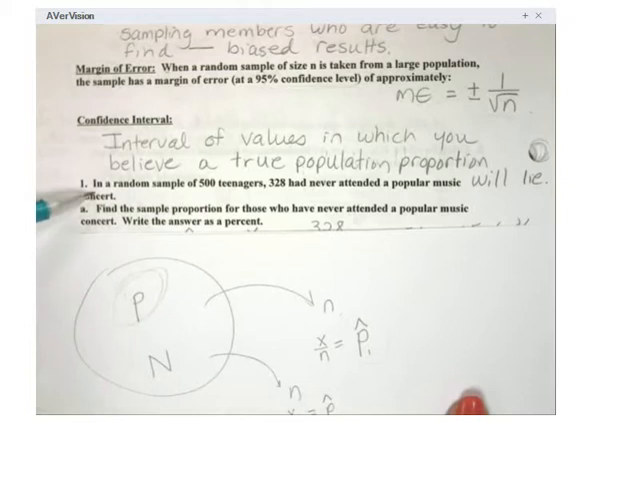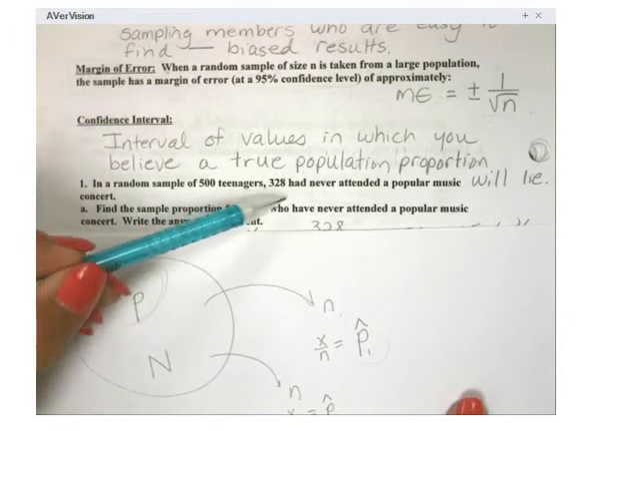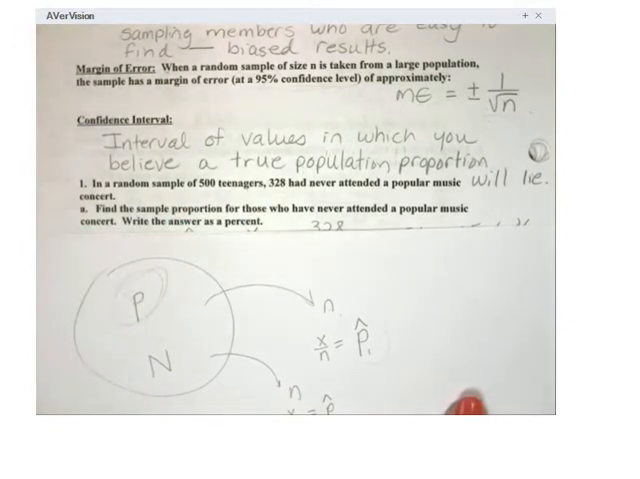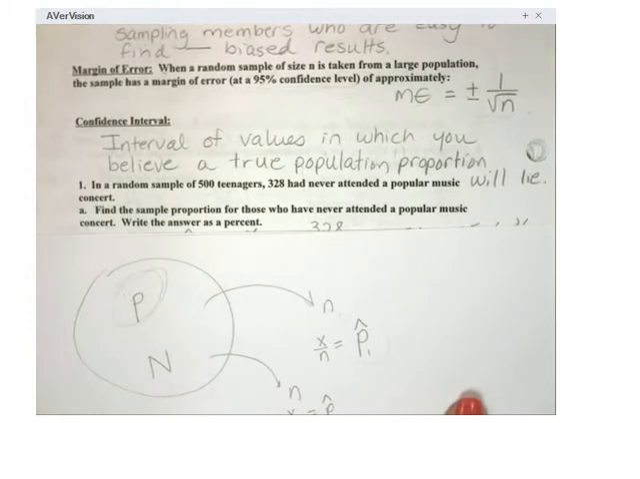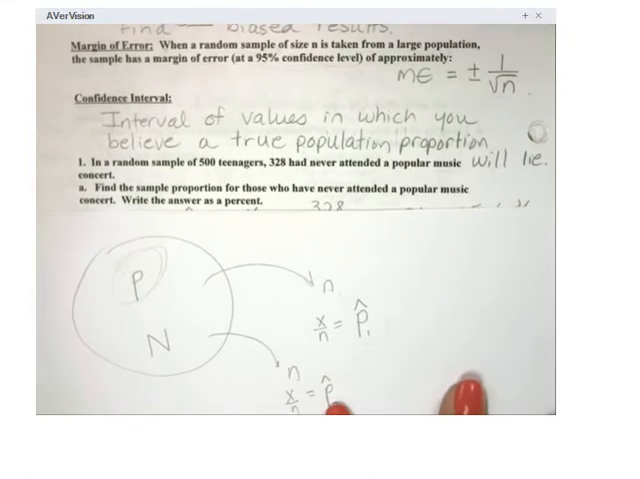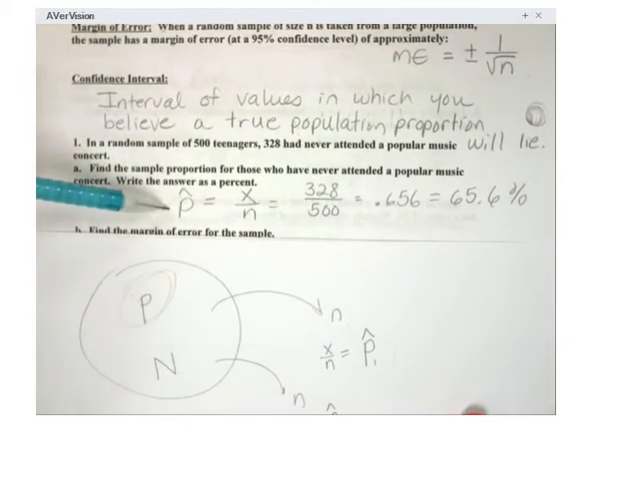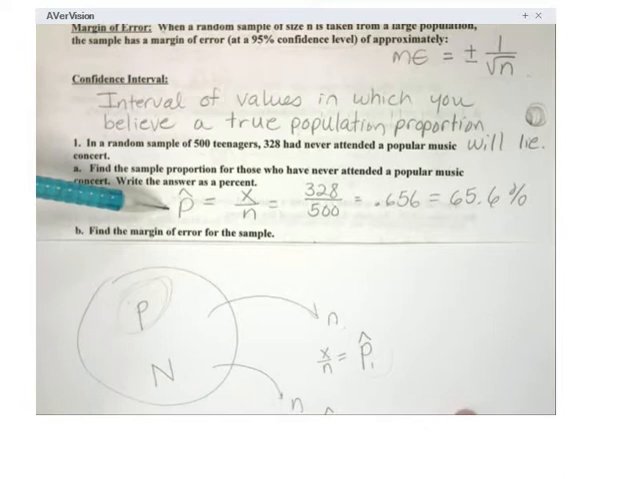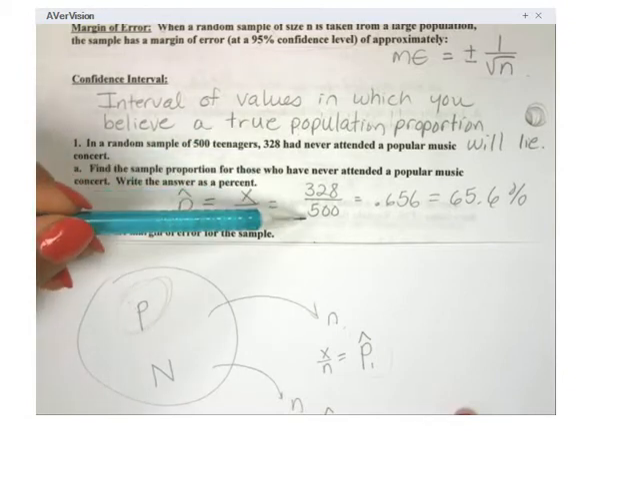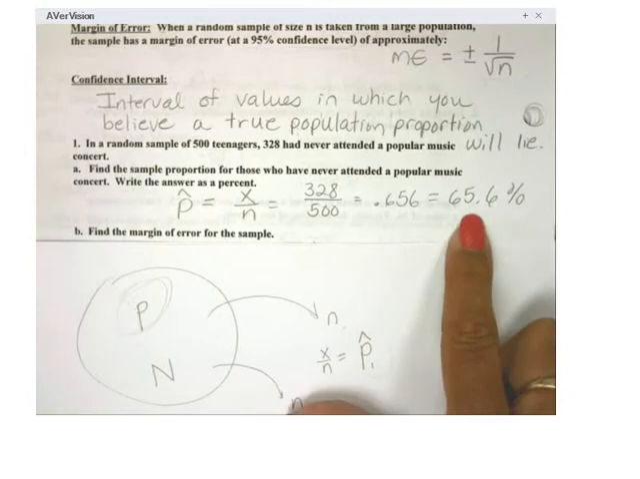So we have a random sample of 500 teenagers, so we know that that's our little n. 328 had never attended a popular music concert. And so we want to first of all write the sample proportion for those who have never attended a popular music concert. And then, instead of writing it as a proportion, we'll write it as a percent. As I said, it is called a p hat when we sample. The true parameter, or the true proportion that would be from a census, is little p. P hats are samples. And we had 328 out of 500. That comes out as a decimal of 0.656, or approximately 65.6%.